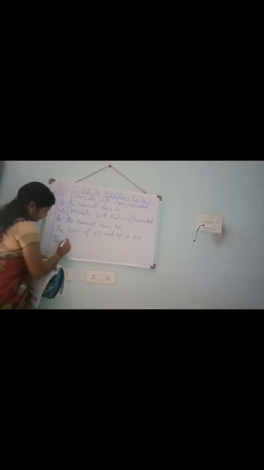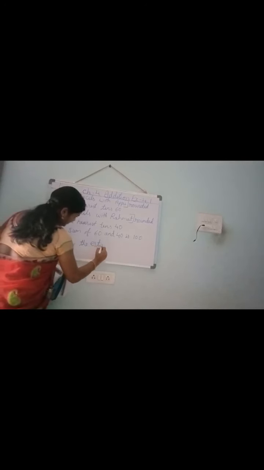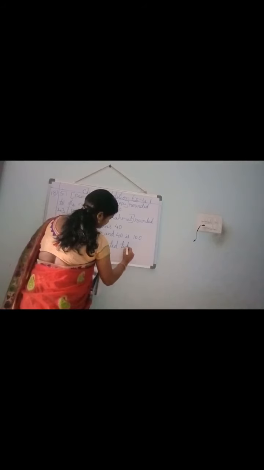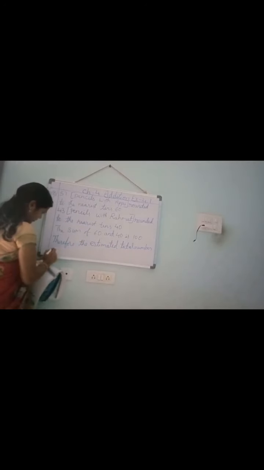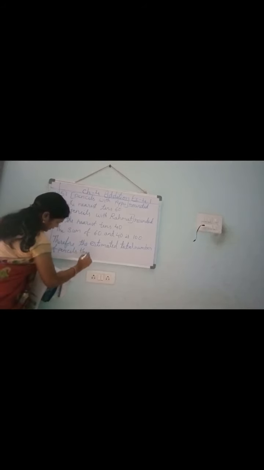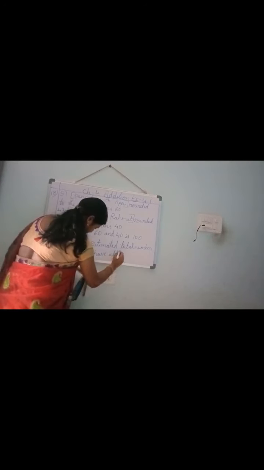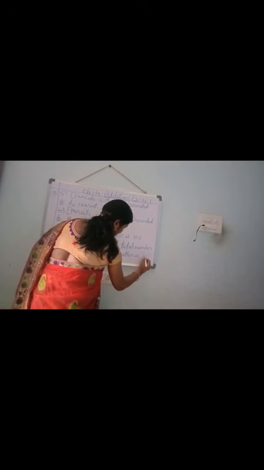Therefore, the estimated total number of pencils they have altogether is 100. Understood, children? What I am saying?